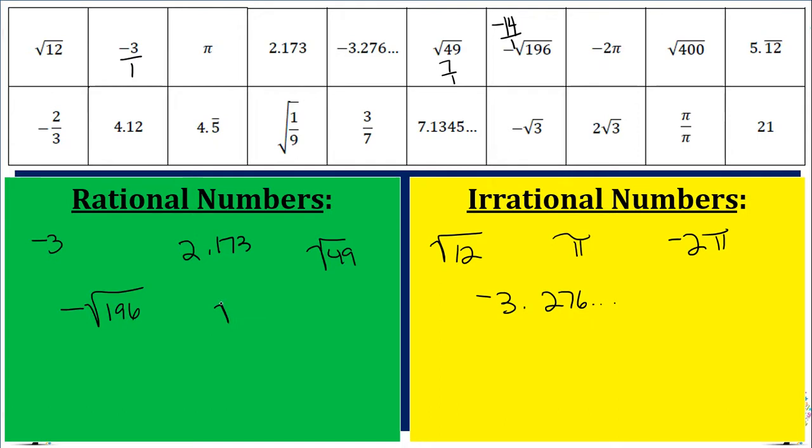The square root of 400, that is a perfect square, so we could write that as 20/1. 5.12 repeating, that's a repeating decimal. We could say 5 and 12/99, showing a fraction. Negative 2/3 is a fraction in itself. 4 and 12/100ths, okay, we can show as a fraction. 4.5 repeating is also 4 and 5/9.